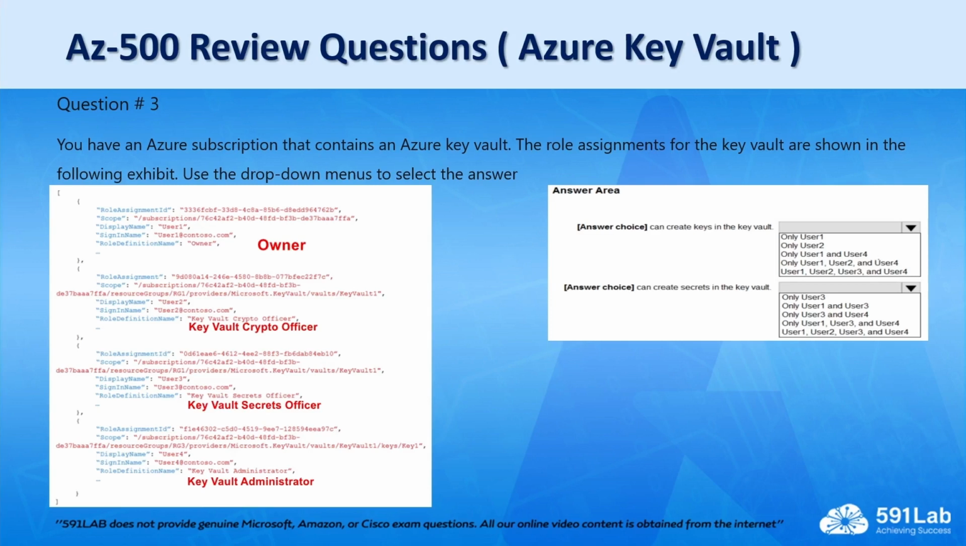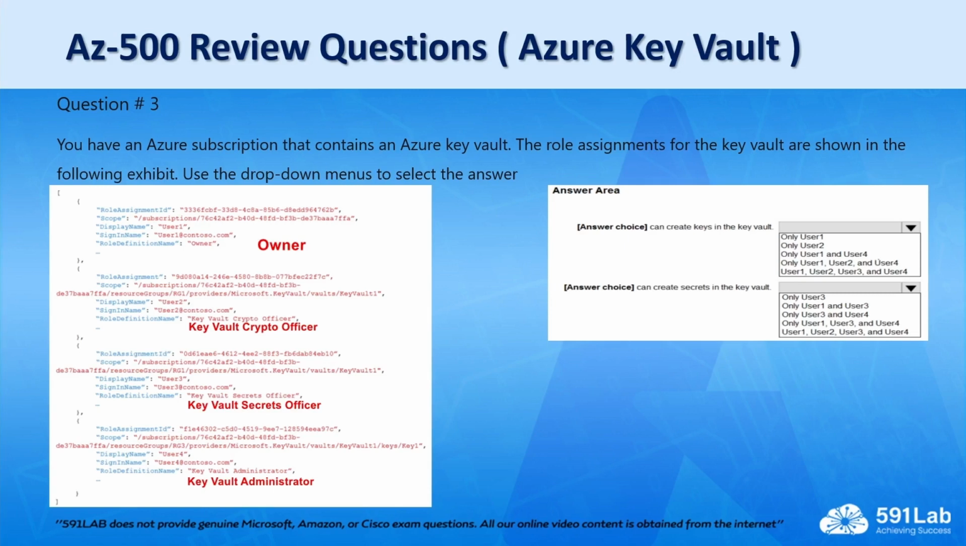So display name 1 says user 1 and the role definition name should be Owner. Then the display name is user 2, and user 2 has the role definition name Key Vault Crypto Officer. We have display name user 3 as well, and user 3 is assigned the Key Vault Secret Officer. And we have user 4 as well, and this user 4 is assigned the Key Vault Administrator. So look at the answer area.